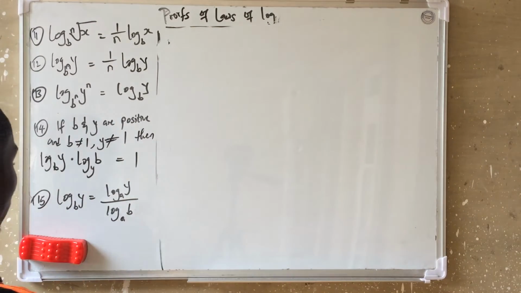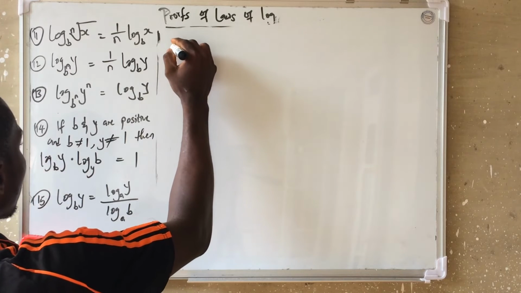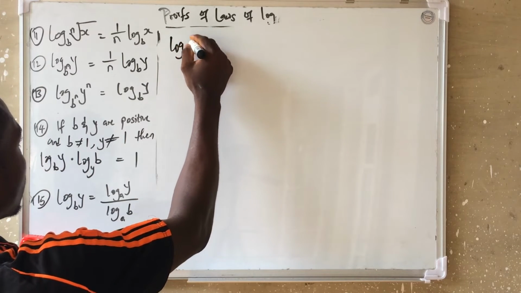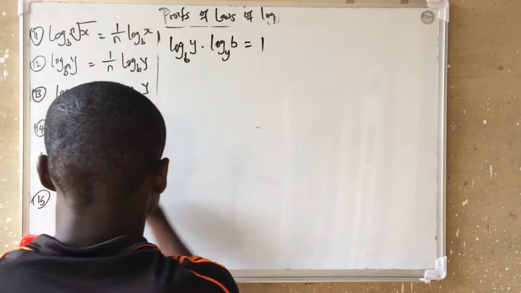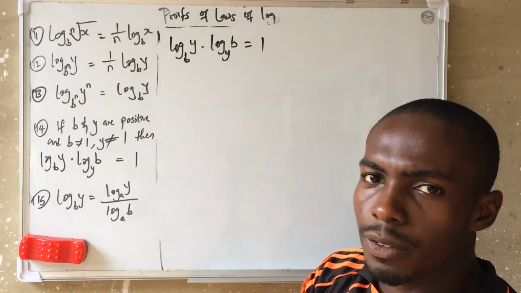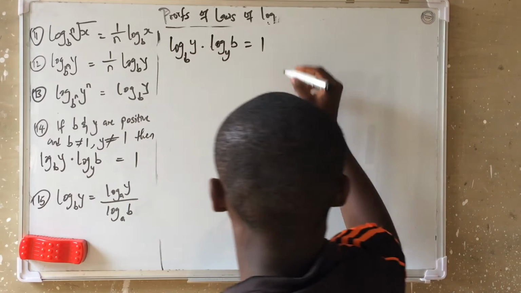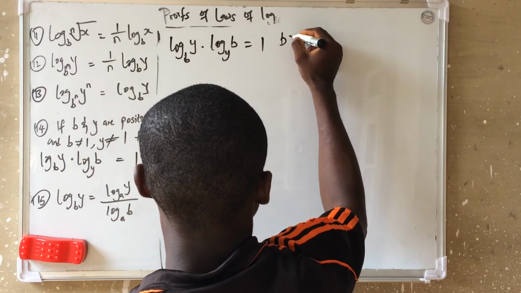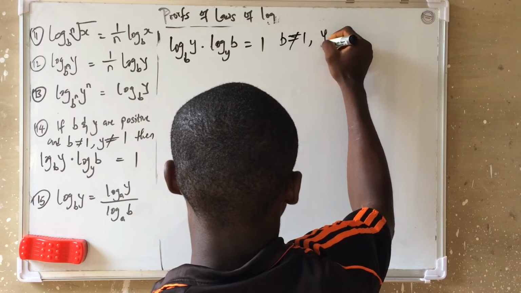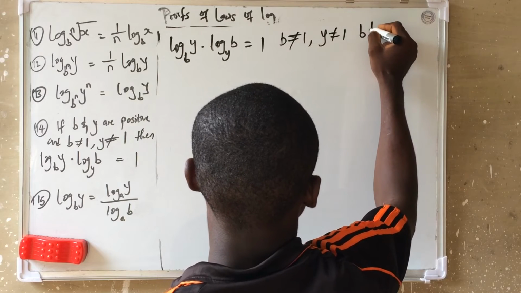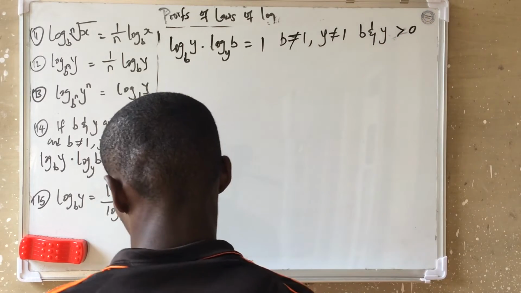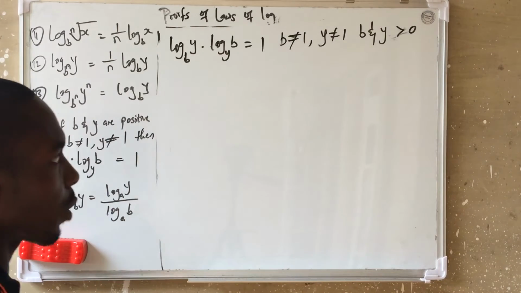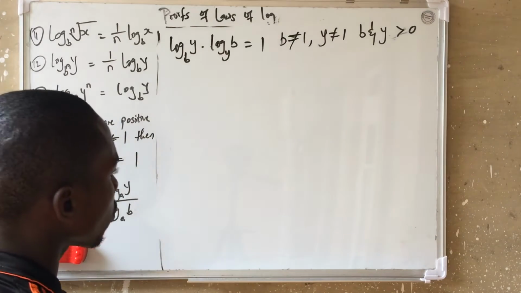Go back to 14. 14 says that log to the base b of y multiplied by log to the y of b is equal to 1. Now it gives a condition: if b is not equal to 1 and y is not equal to 1, then b and y are all greater than 0. That is, they are positive, but b and y are not equal to 1 because of some reasons.